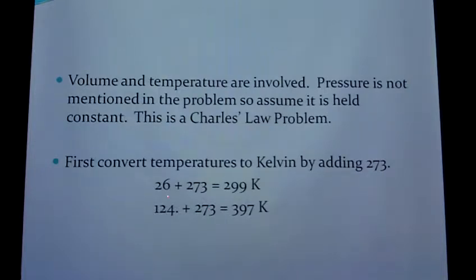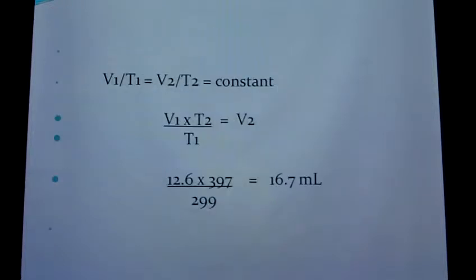So the initial temperature was 26. We'll convert that to Kelvin by adding 273 to get 299 degrees Kelvin initially. 124 plus 273 gives us 397 degrees Kelvin after the changes occurred. So that's 397 degrees Kelvin. So now let's set the problem up.